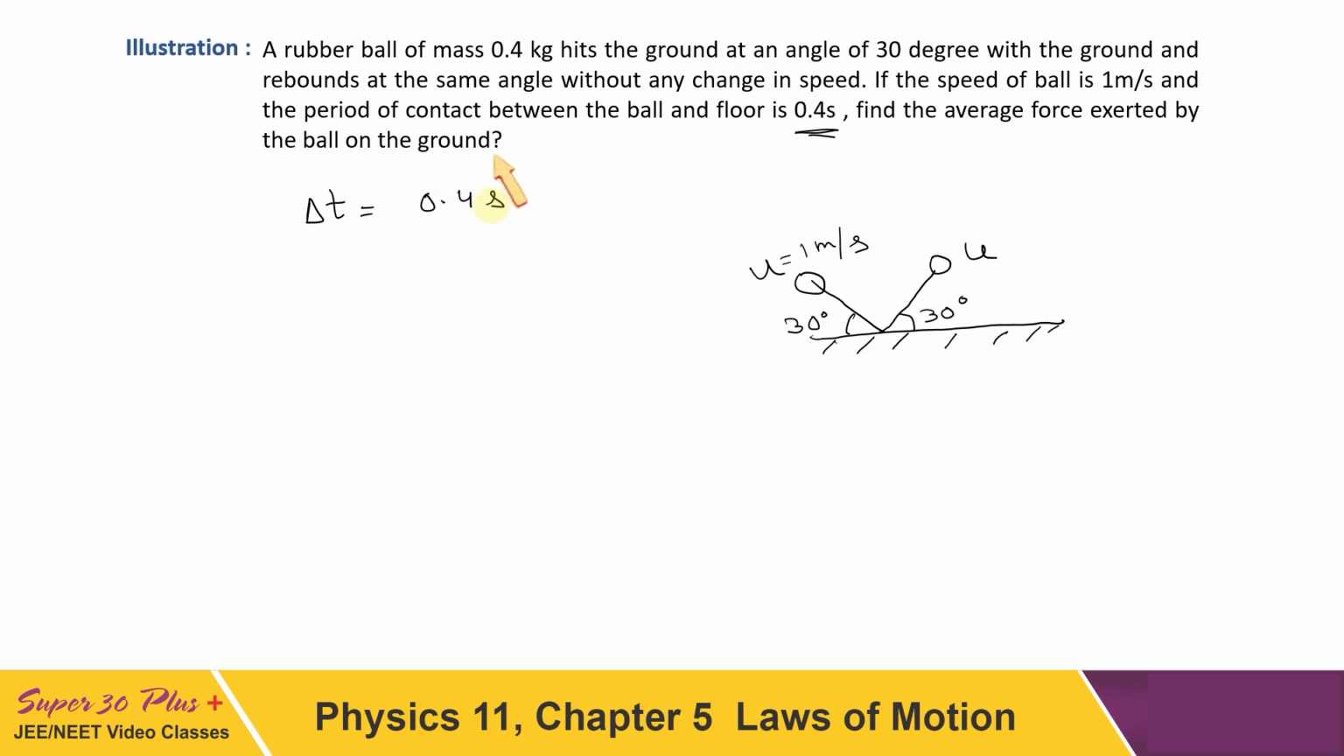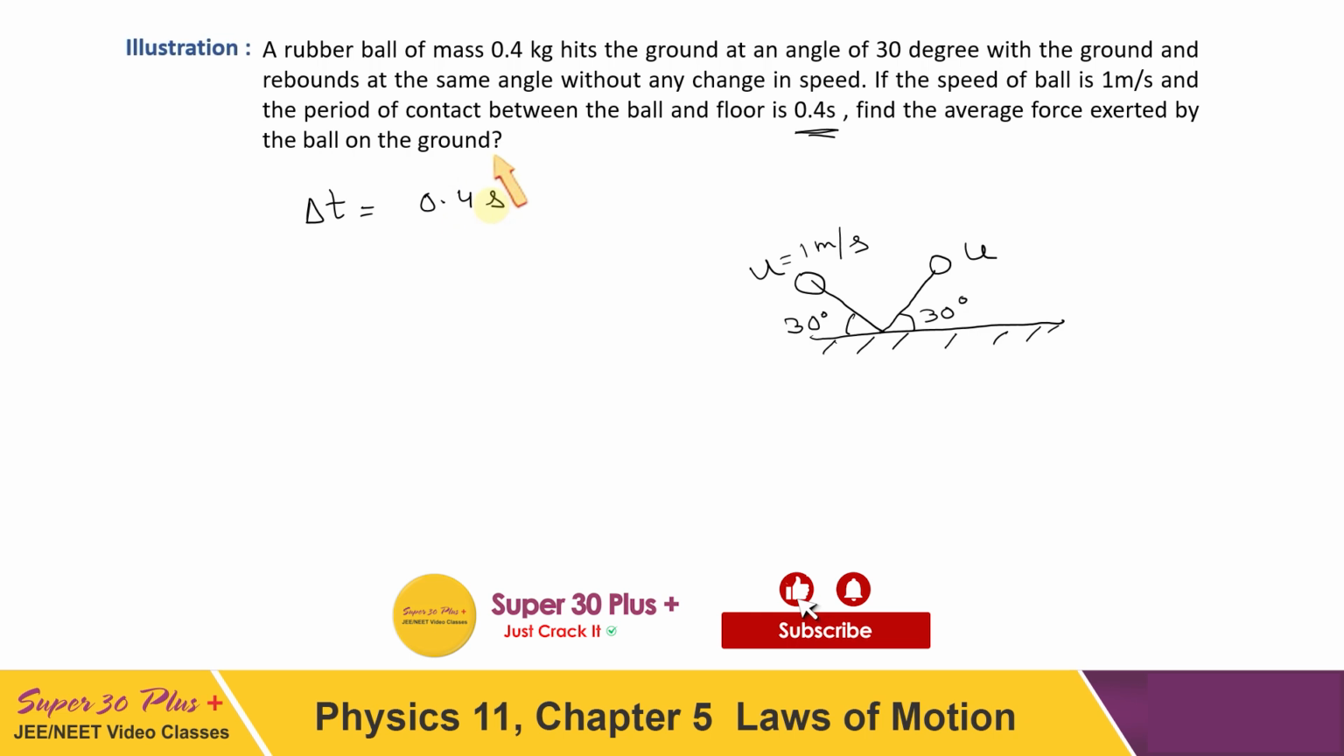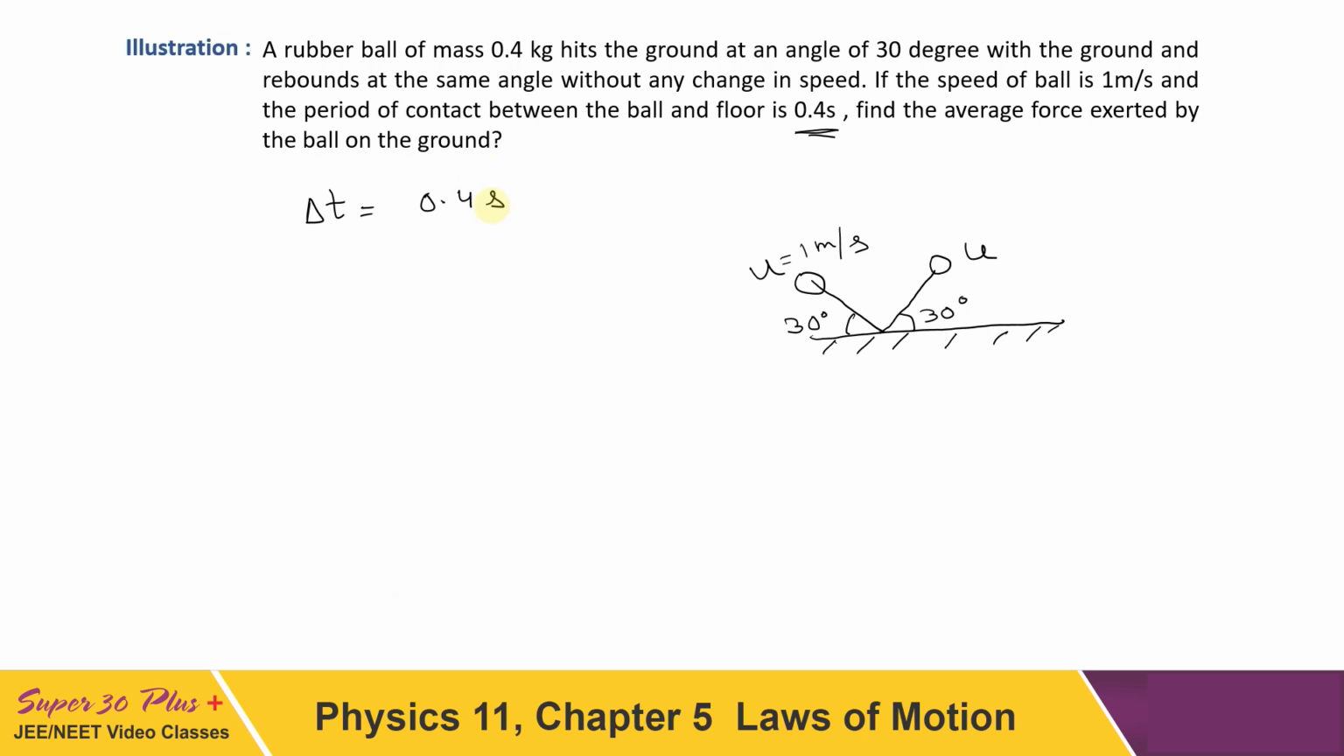Here you can see that writing impulse is very easy, because by writing impulse we can write the change in momentum. So let us first see what will be the change in momentum and in what direction it will be. So if its mass be m, then mu is the momentum before striking the ground, and again mu is the momentum after striking the ground, but in the opposite direction.